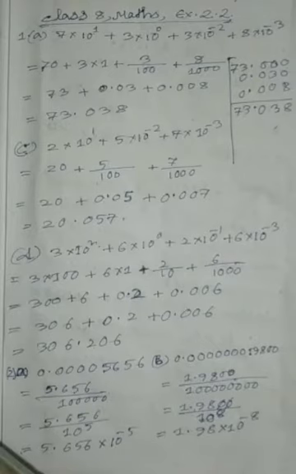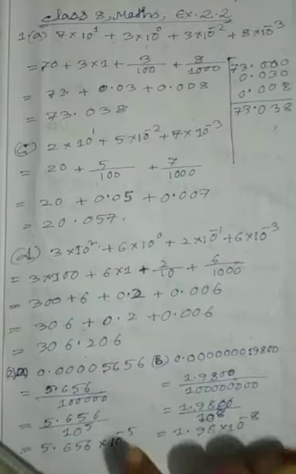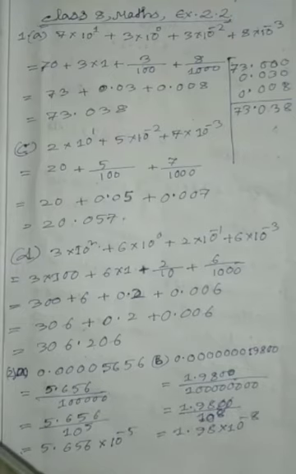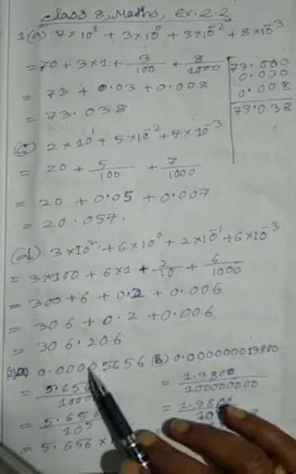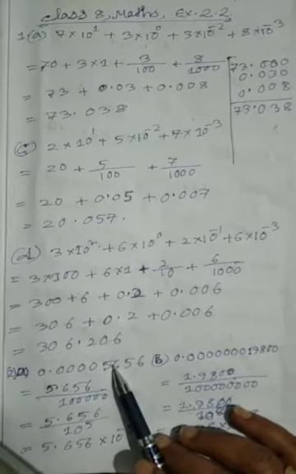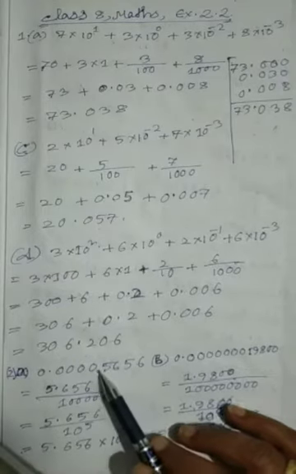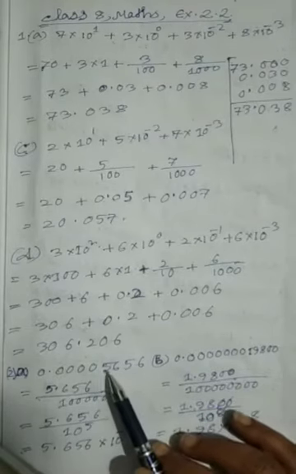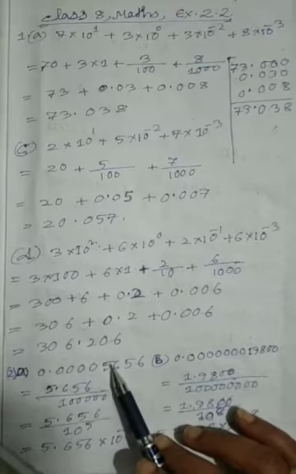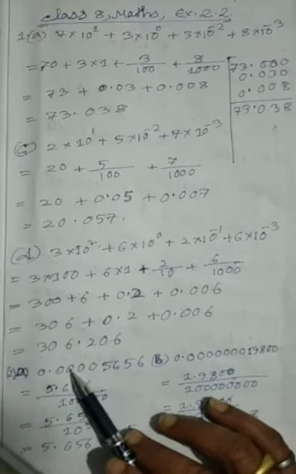Now see here, 5.656 by 1 lakh. Why? Because the point should be before 5 and 6. Means in standard form, one digit should be on the left-hand side before the point. Now, suppose the point is here. To make it the same number, we have to divide by 1, 2, 3, 4, 5. So the point is here now.